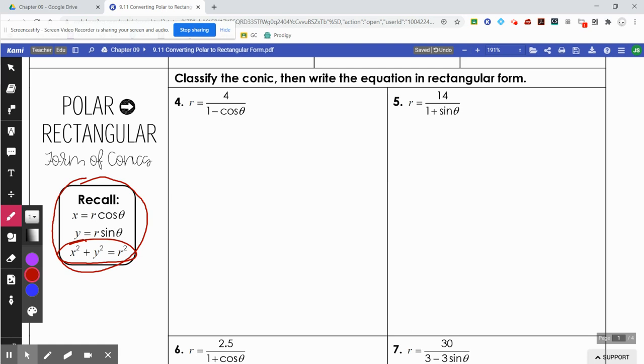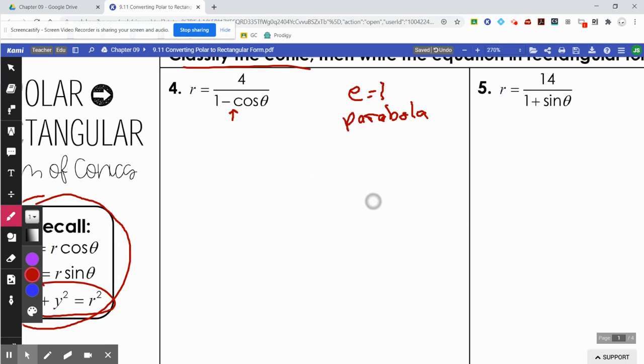Well, let's first identify. It says classify the conic. So let's check our eccentricity. Again, this is in basic form. Our eccentricity is in front of this cosine theta, so it is a 1. So therefore, this should be a parabola whenever we change it. Let me zoom in a little bit more. So now let's change it.